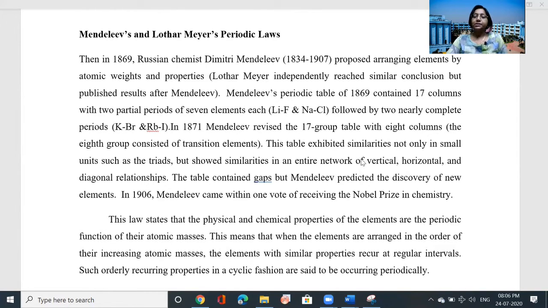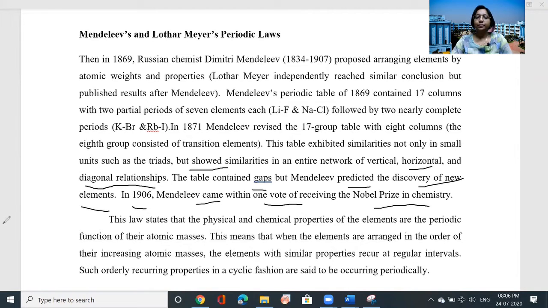This table exhibited similarities not only in small units such as the triad, but showed similarities in the entire network of vertical, horizontal and diagonal relationships. The table contained gaps, but Mendeleev predicted the discovery of new elements. In 1906, Mendeleev came within one vote of receiving the Nobel Prize in Chemistry.